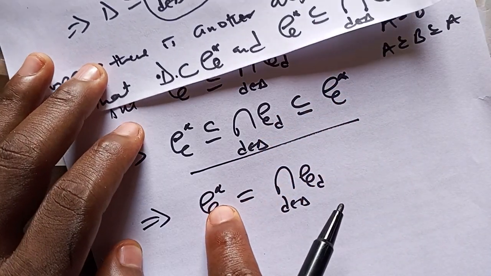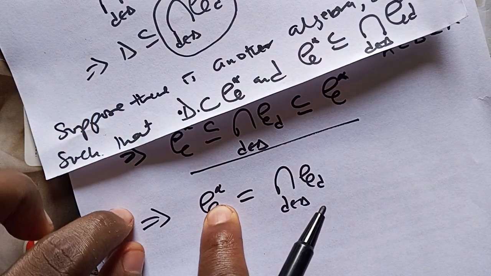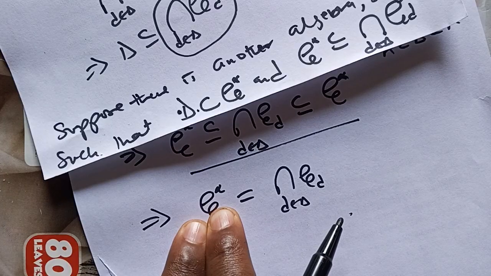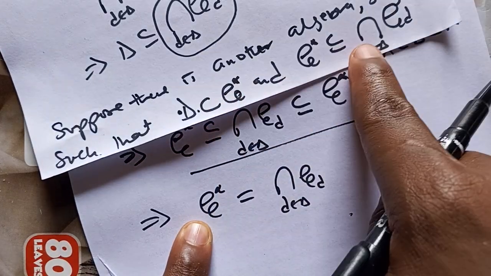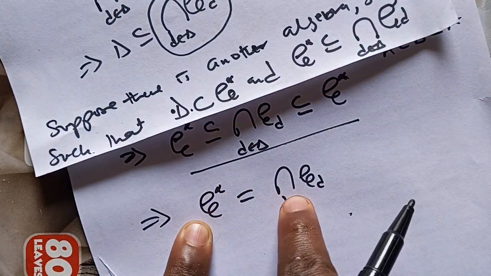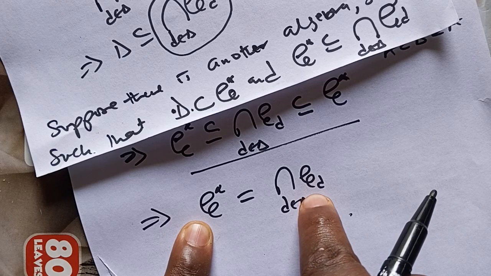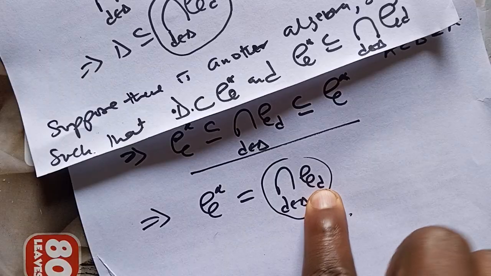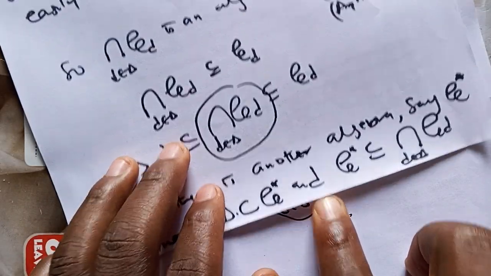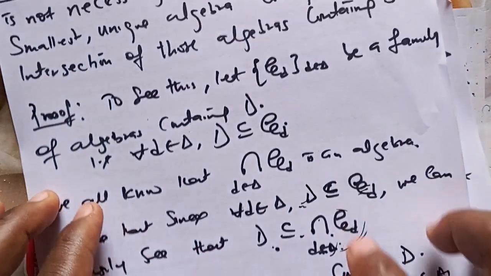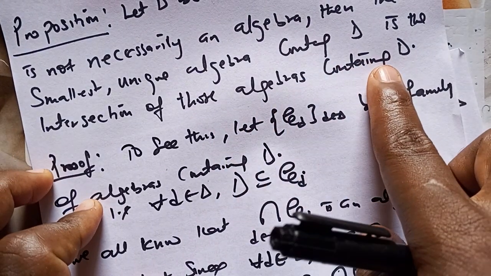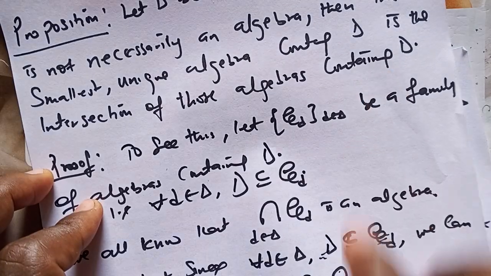Now we have shown that given any algebra containing D that is the smallest, that algebra is this intersection. So we have definitely shown that this is unique. So therefore, from our proposition, we have shown that the smallest unique algebra containing D is actually the intersection of those algebras containing D.